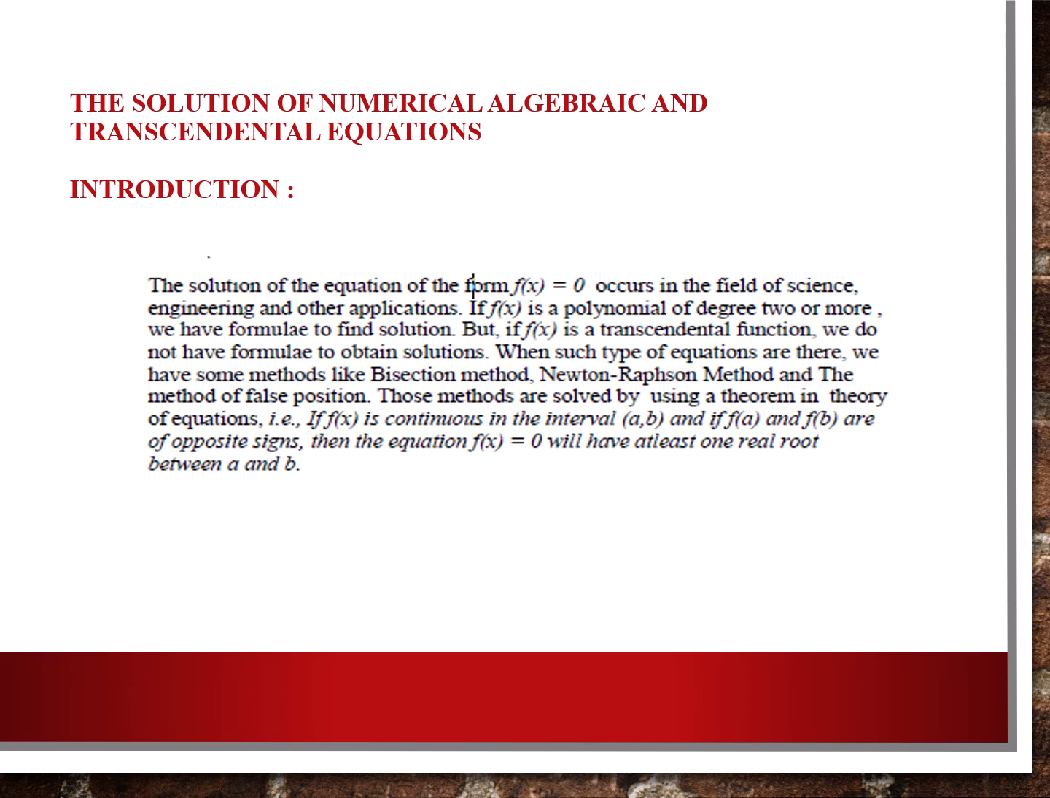That is, in the theory of equations, if f of x is continuous in the interval a comma b, and if f of a and f of b are of opposite signs, then the equation f of x equal to 0 will have at least one real root between a and b.